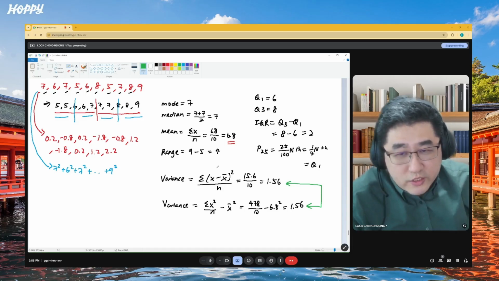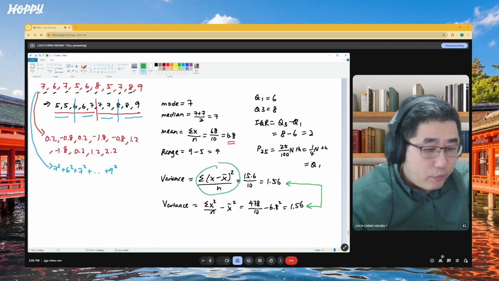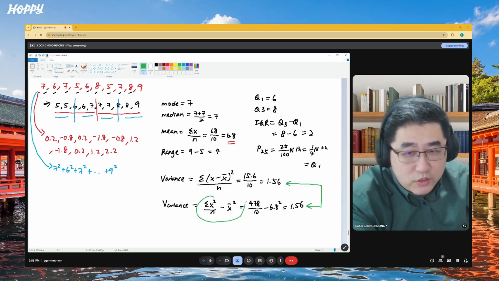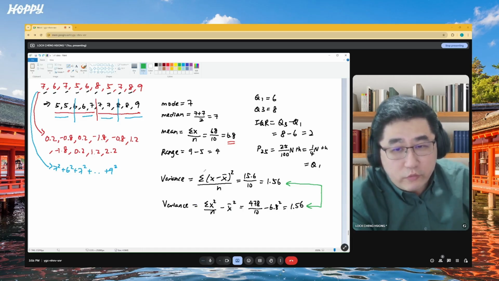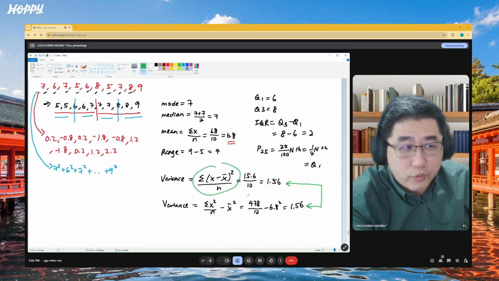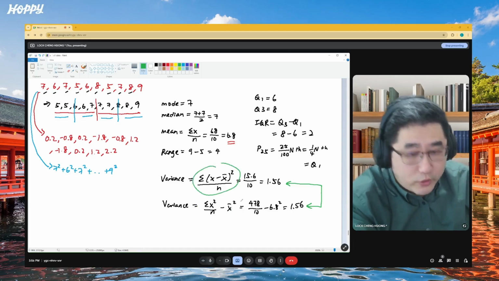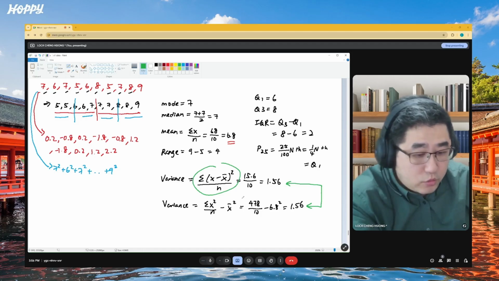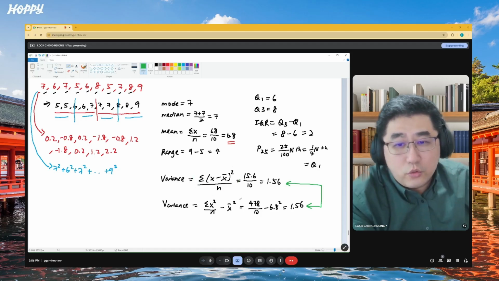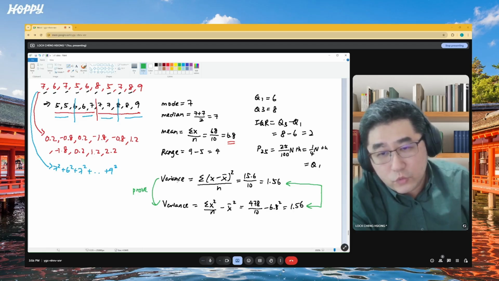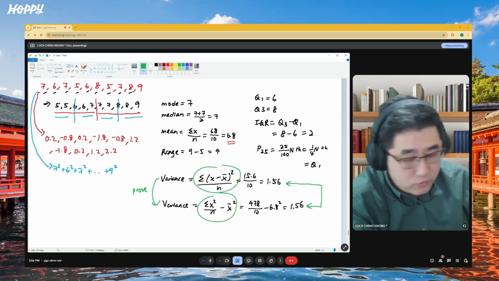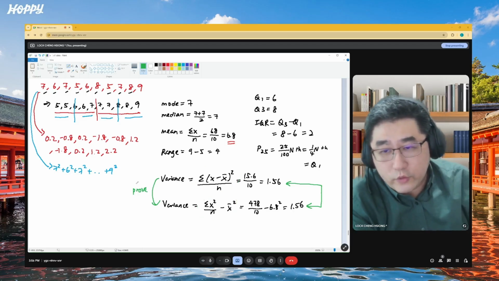It's just that this one is your formal formula and this one is your simplified formula. Don't be surprised during the exam if the question gives you the formal formula. You will be expected to know what to do. For further math students, you will need to know how to prove this into that.